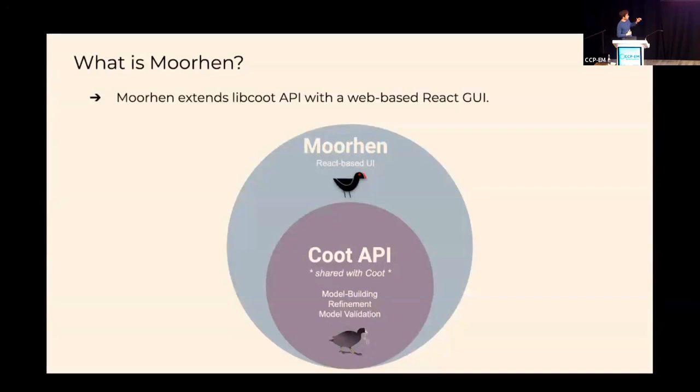The difference is what we do in Moorhen: we take that Coot API that is essentially headless, so it has no UI, and we build around it a UI using React, which is a framework for building web-based UIs, and that's what you use to interact on the browser with the Coot API.